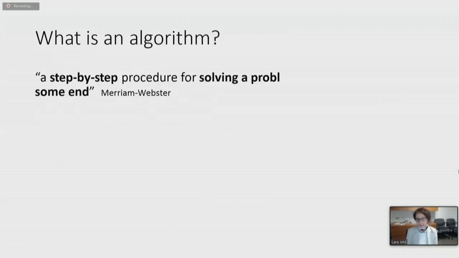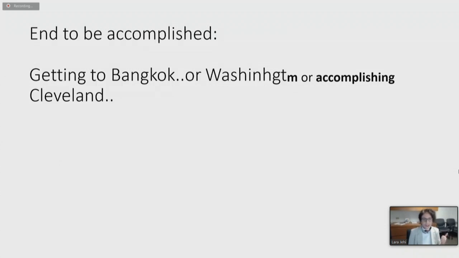The definition is a step-by-step procedure for solving a problem or accomplishing some end. This is the definition that's given by the Webster Dictionary, so I guess you should believe it. And the key words here are bolded for you. So it's a step-by-step procedure, and there should be a problem we want to solve. And all of that should be towards getting to some end that we are working towards.